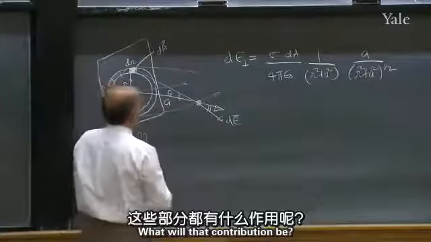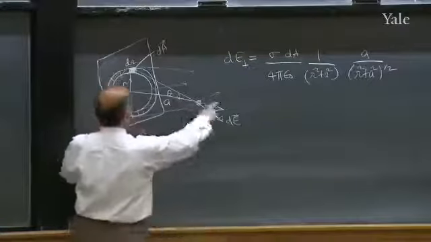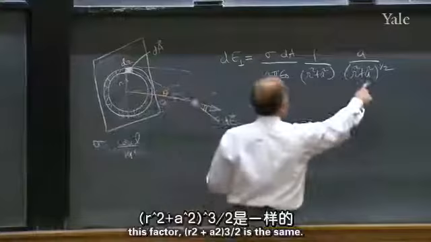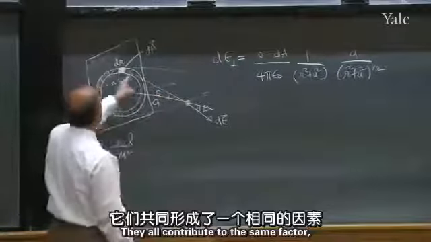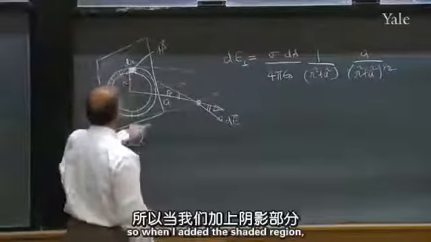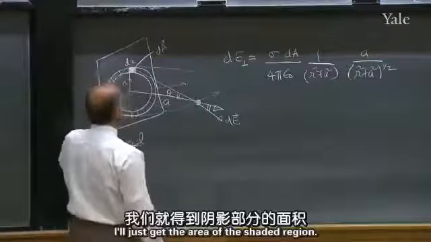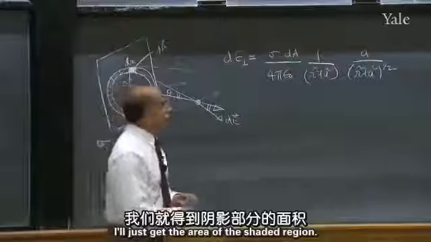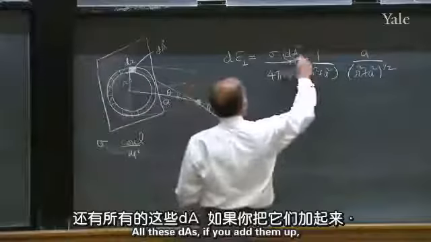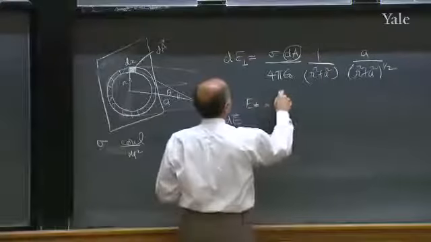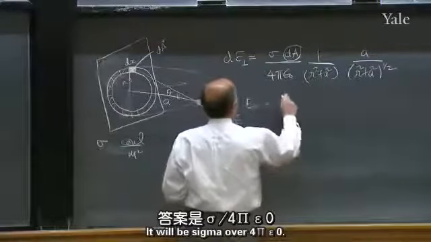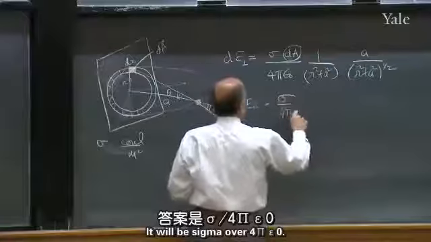What will their contribution be? For every one of them, this factor, r squared plus a squared to the 3 over 2, is the same. They all contribute the same factor, so when I add up the shaded region, I'll just get the area of the shaded region. All these dAs, if you add them up, what will I get? It will be sigma over 4 pi epsilon 0.